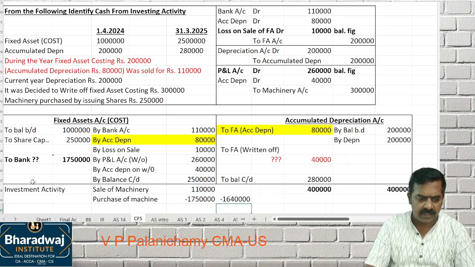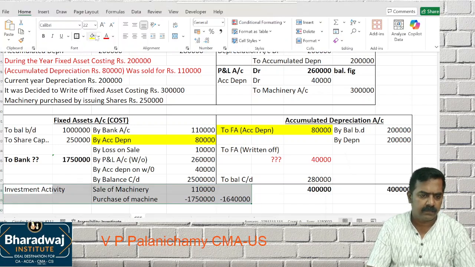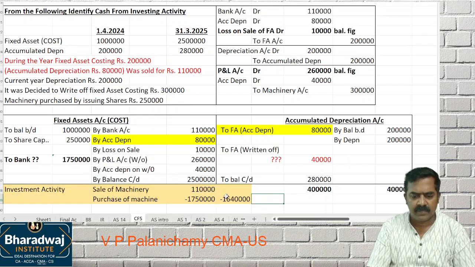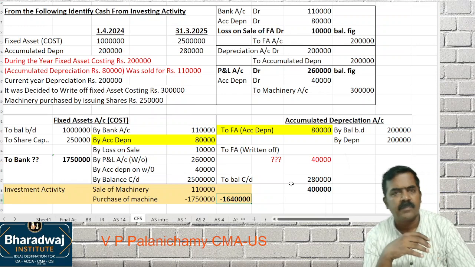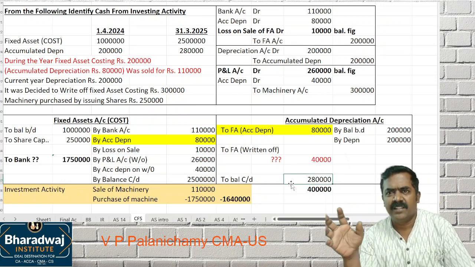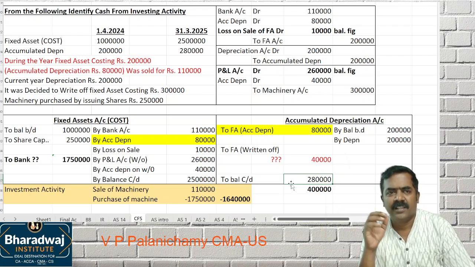This will come in which activity? Investment activity. If it is a lengthy answer question, you can answer like this. If it is a multiple choice question, how will you answer it?